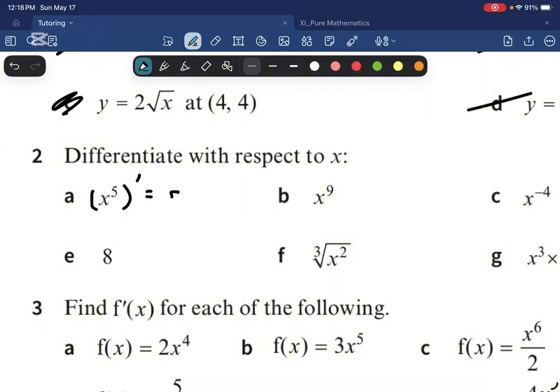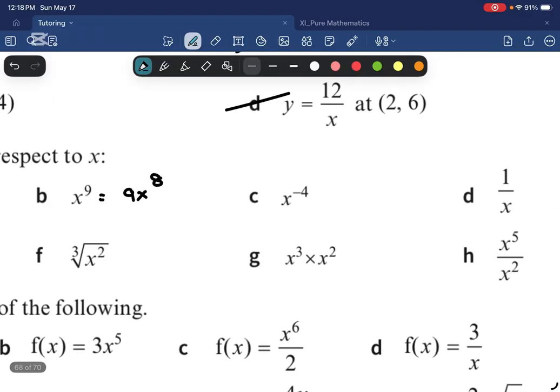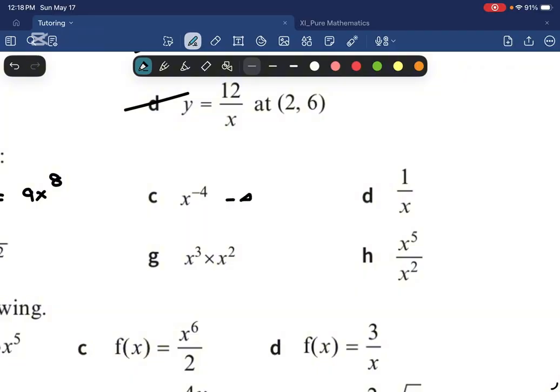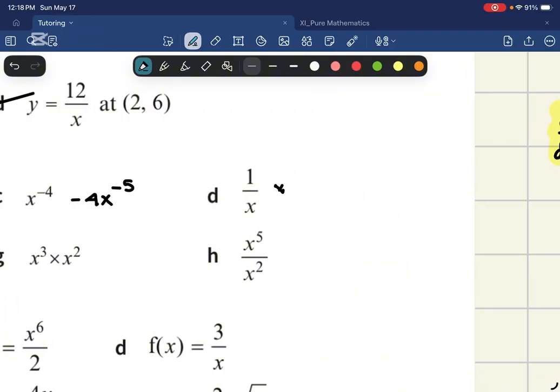You bring the power to the front, x to the power minus 1, 4. Same here, 9x to the power 8, right? 9 minus 1 is 8. Same here, minus 4, x to the power minus 5. Same here, this is x to the power minus 1, so the derivative is minus 1 times x to the power minus 2, which is minus 1 over x squared. This you can write as minus 4 over x to the power 5, whichever you feel is easier.